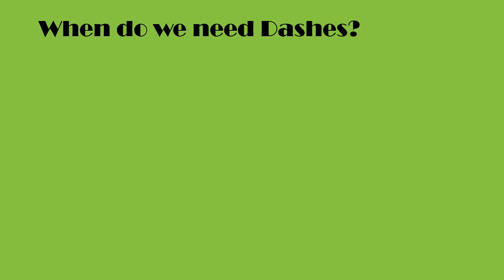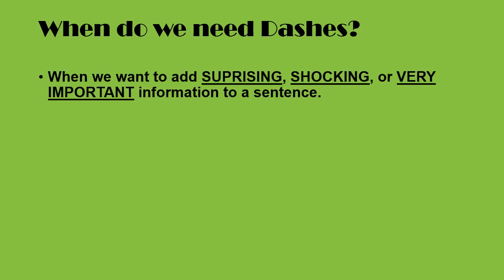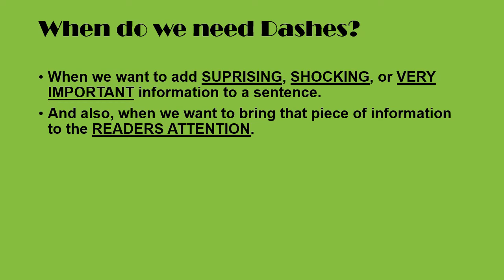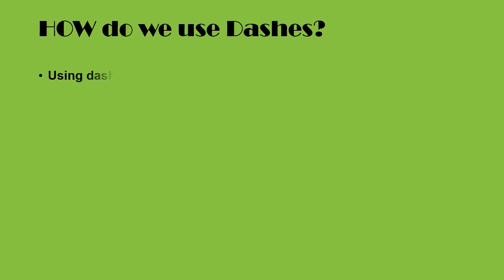Now, what about dashes? When we want to add surprising information or shocking information or a very important piece of information to a sentence, that's when we use dashes. We don't just use brackets. We have to use dashes because we want to show the reader it is surprising, shocking, or very important. And also, if there is a piece of information that we want to bring to the reader's attention and we want them to notice that fact, then we can use dashes. That's it.